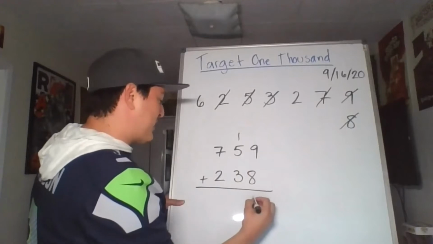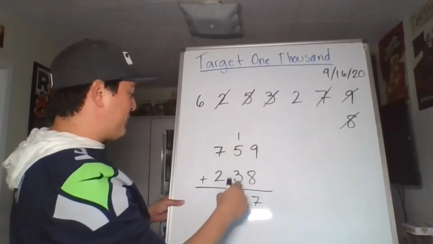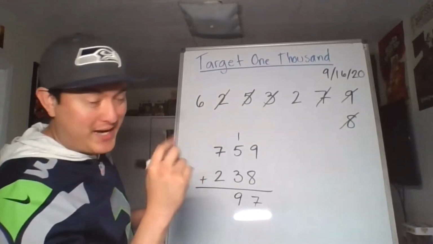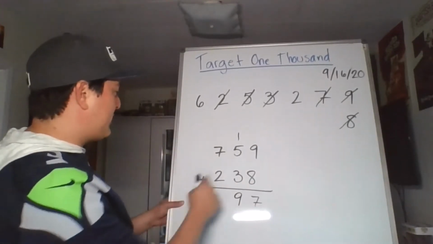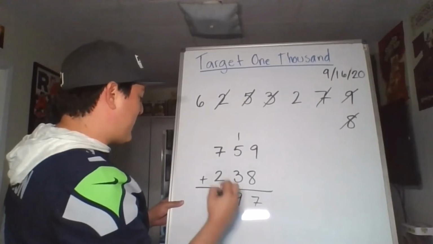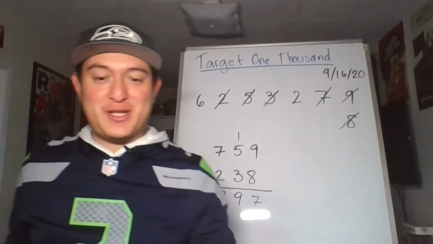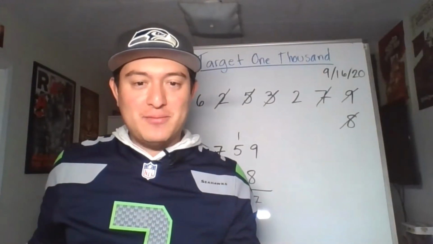17, 9 plus 8 is 17. 10 plus 50 plus 30 is 900, or 90, sorry, 90. 10 plus 50 plus 30 is 90. And 700 plus 200 is 900. So my sum is 997. That's actually pretty good. So I'm going to share now my PowerPoint.